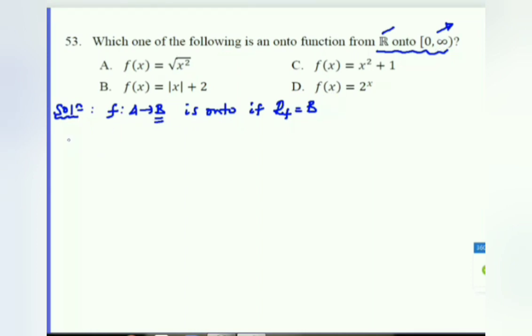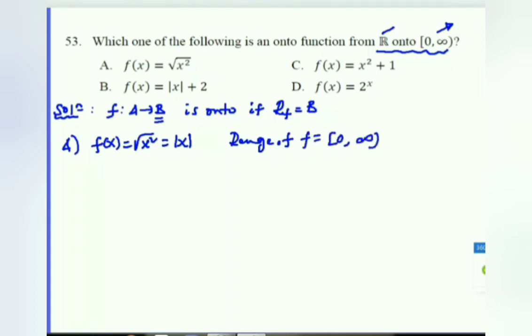So let's take choice A. In choice A, we have f of x is equal to radical x squared. This is the absolute value of x. So the range of this function f is 0 to infinity. The range means the possible values of y. So the domain is real numbers, but the range is 0 to infinity. Therefore, this is the required function. This is an onto function. That means every element in this set has a pre-image from the domain.